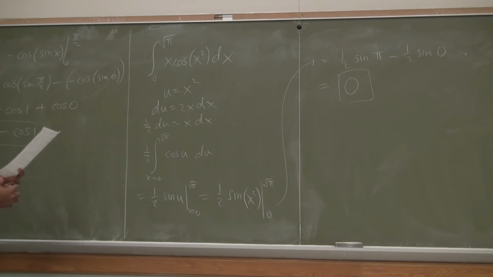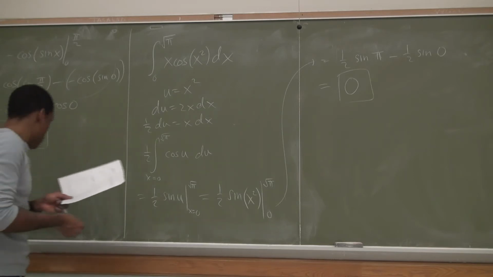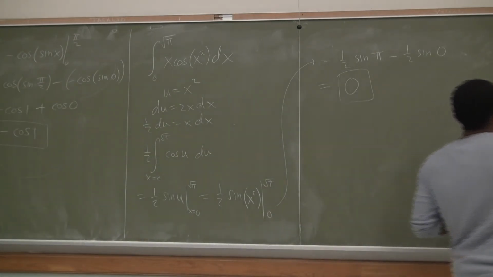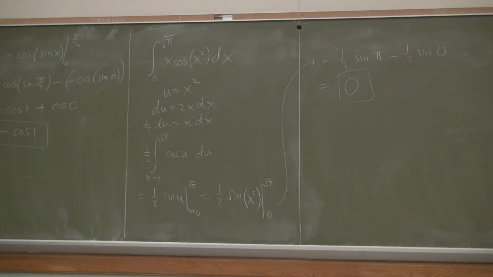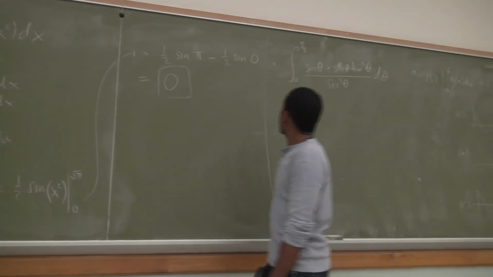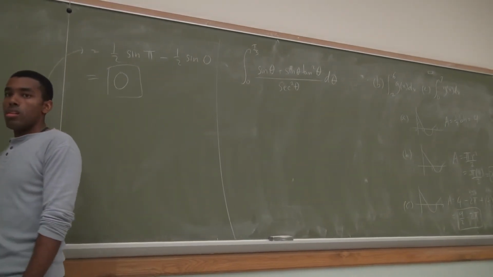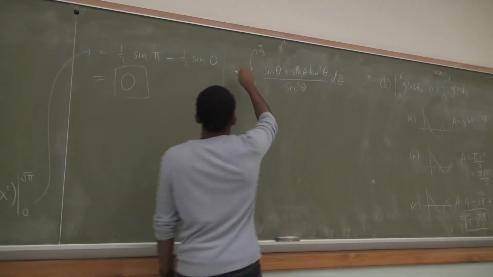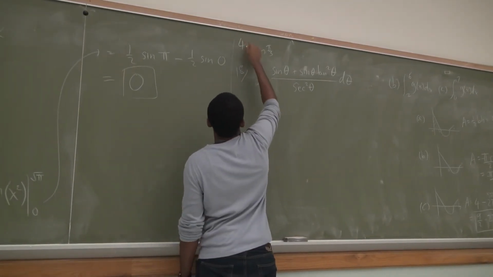18 on 4.3. What's that? The integral from 0 to pi over 3 of sine theta plus sine theta tan squared theta, all over secant squared theta. Wait, what homework are we on? This is 4.3. This is 18, you said, from 4.3.